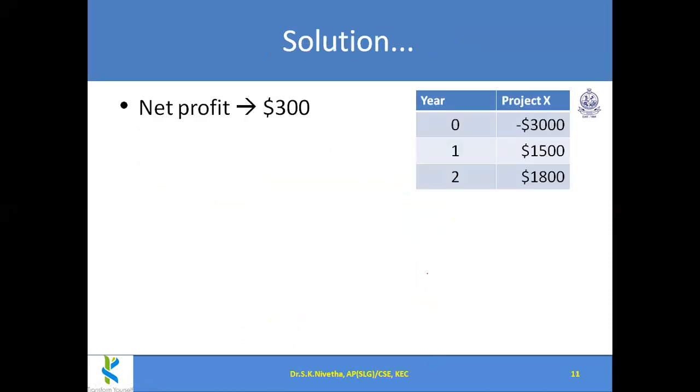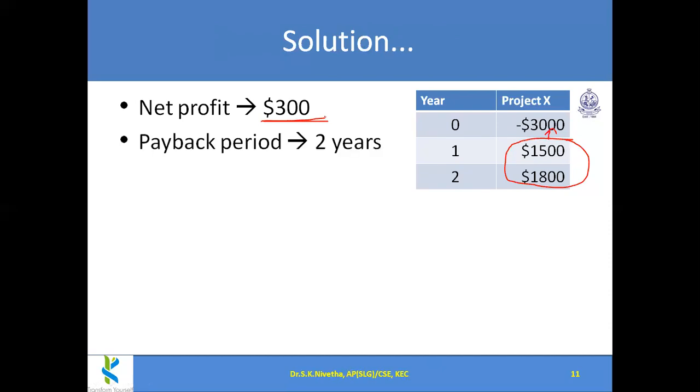Net profit. If we calculate net profit, 1,500 plus 1,800, from that I can subtract this 3,000. So 3,000 is there. Yes, at the end of the second year some profit is there. So after subtracting the expenditure, something is in our hand. Okay, so this is a positive point. Net profit is $300.